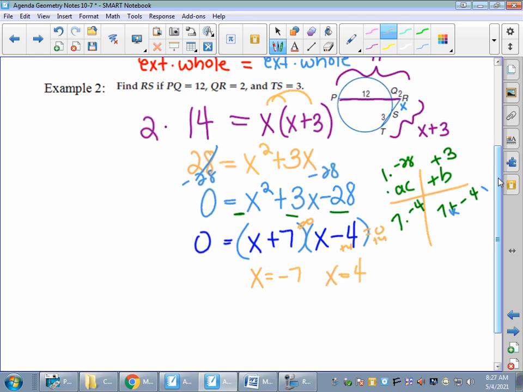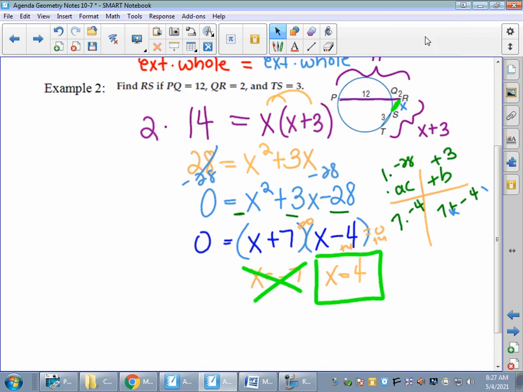Can negative 7 be a possible answer for segment RS? We can't have a negative segment, right? So negative 7 is going to be junk. 4 would work. So 4 is going to be my only answer. You cannot have a negative segment, so you automatically take those out.